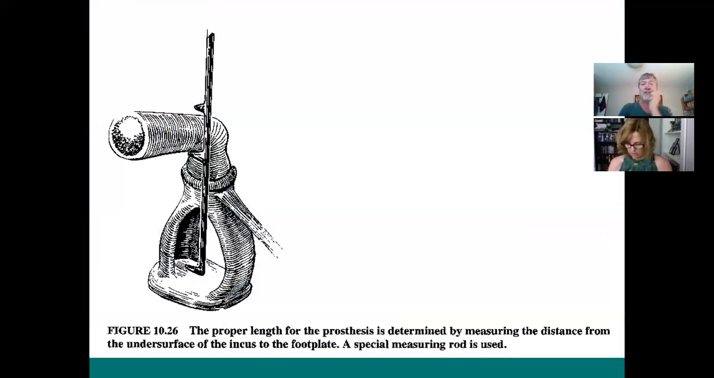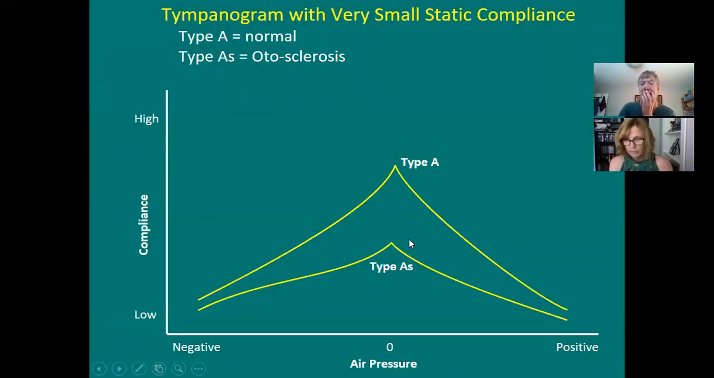Okay? But here's the steps of what they do, and Martin covers it quite well. Here's your tympanogram, type As. Okay? It's stiff, but it's over zero, so it's not a problem of air pressure. You're not going to find the peak over negative air pressure. That's otitis media. This is otosclerosis. So you can see that tympanometry also helps to diagnose or assess otosclerosis.